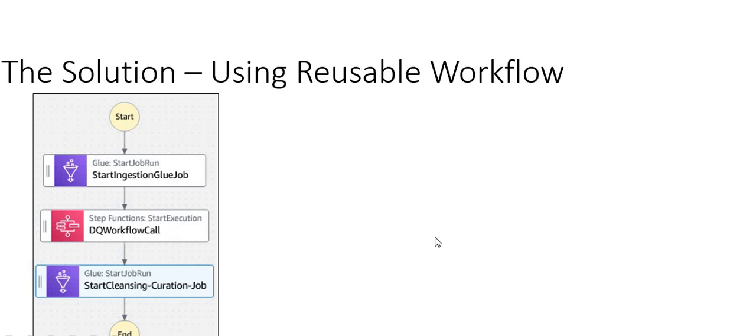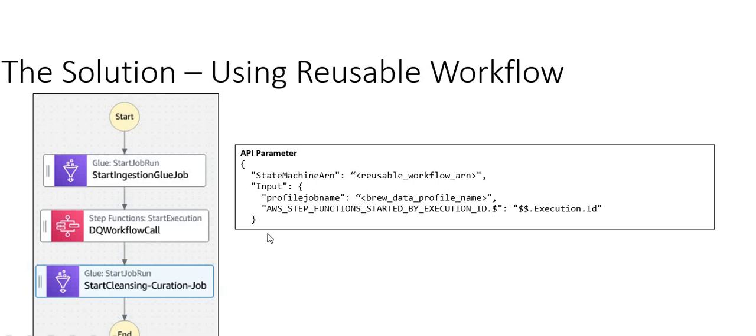Now, one thing which is very important, when I'm calling this particular reusable workflow, of course I have to provide the workflow ARN here, which is fixed, which is static. But then for each data set, you create a data profile job name, right? Remember when we talked about the steps, we talked about defining the data profile job name as well as data quality rules. That profile job name you have to change here.